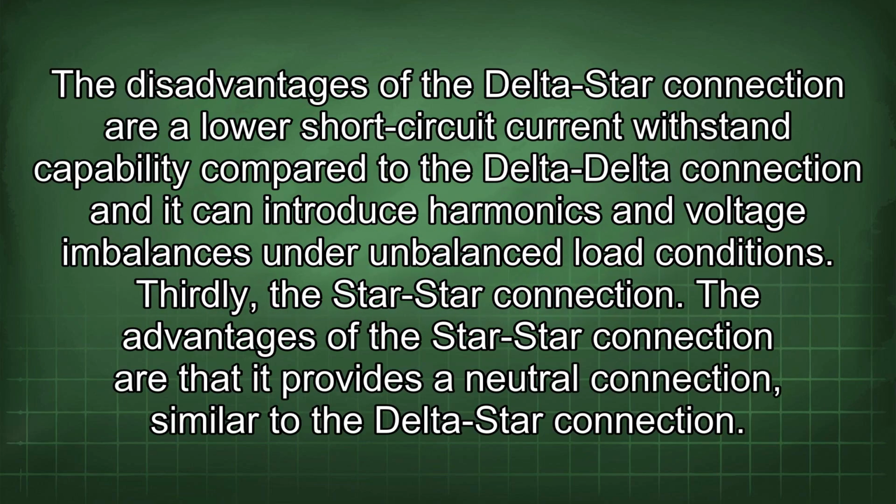The disadvantages of the delta-star connection are a lower short-circuit current withstand capability compared to the delta-delta connection, and it can introduce harmonics and voltage imbalances under unbalanced load conditions.